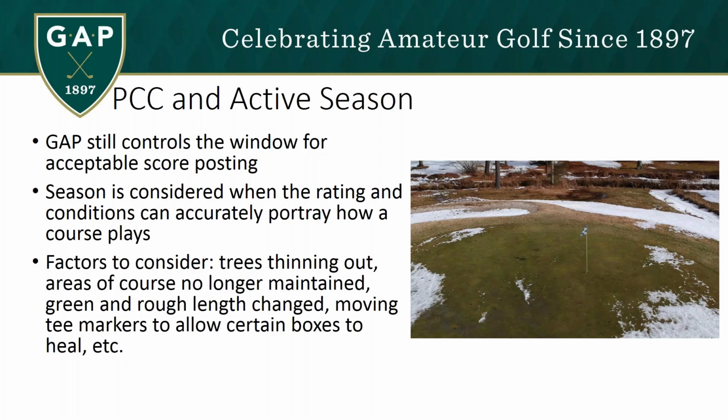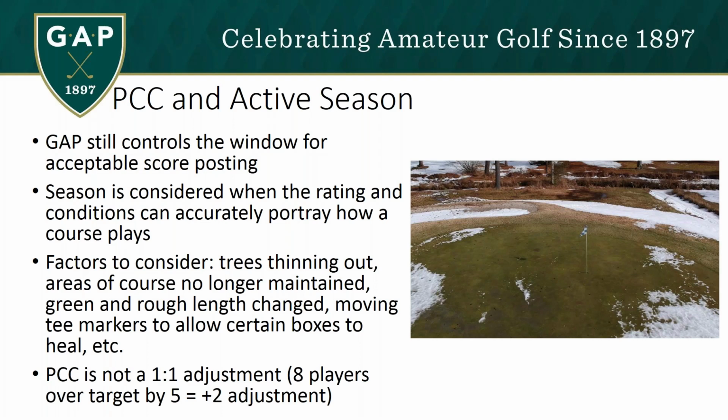So some factors to consider as we get further away from active season and into December and January here in the Northeast. So trees are thinning out, making it less likely that a ball is going to get hit by a tree and easier for it to be played out of. There's areas of course that are no longer maintained, so this might make it more difficult to play out of a certain location. Green and rough length change in either direction in the off season, and sometimes tee markers are moved around to allow certain boxes to heal again, which drastically impacts yardage. And then the picture on the right, you can see this might be a day where it's 50 degrees and snowed a couple days ago, and there's big spots of snow on the ground. People still might be playing golf that day, but it's clearly not a normal golfing experience.